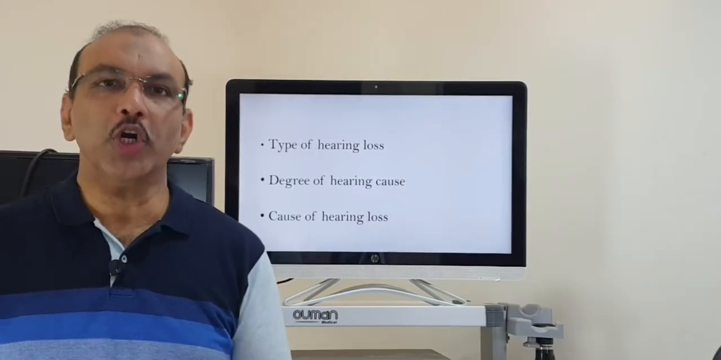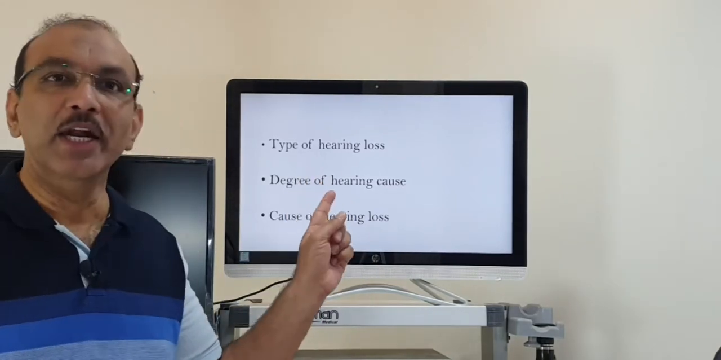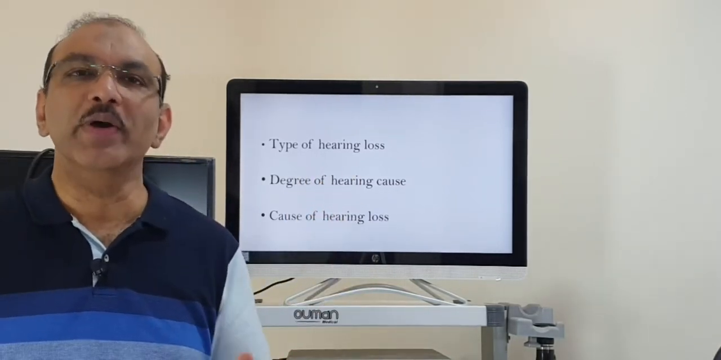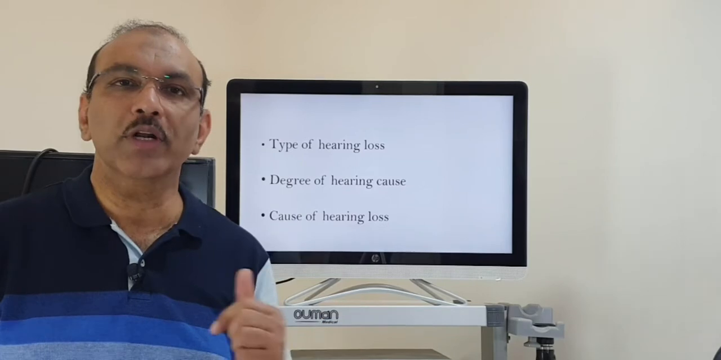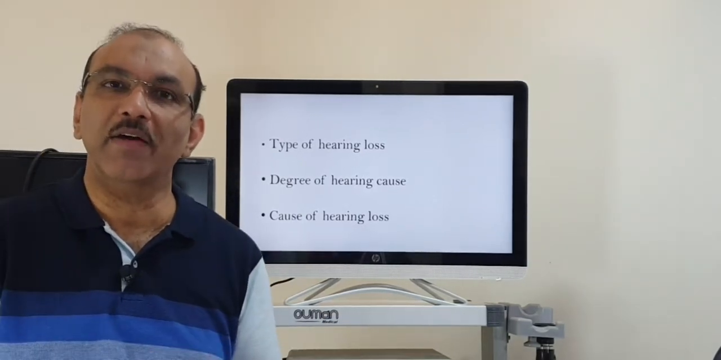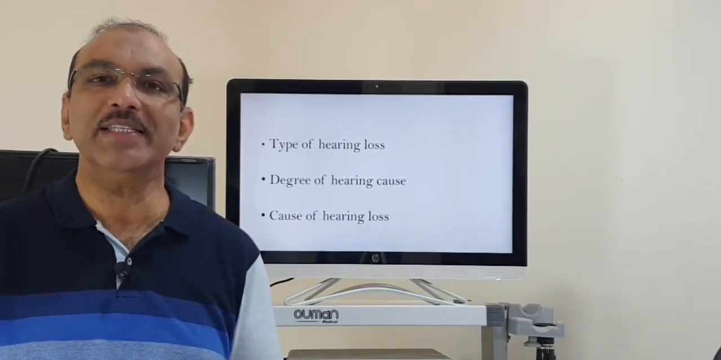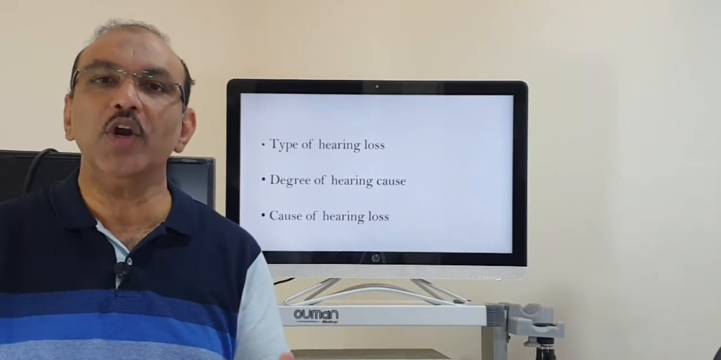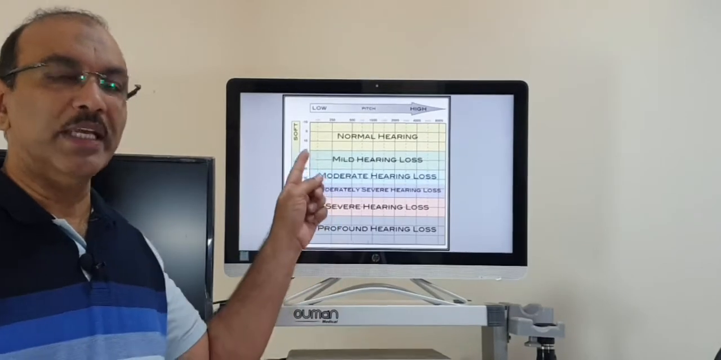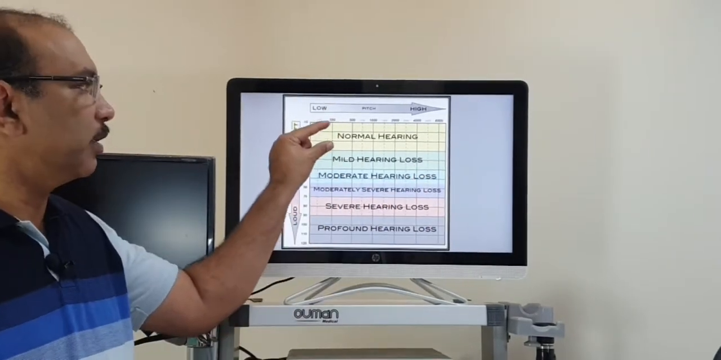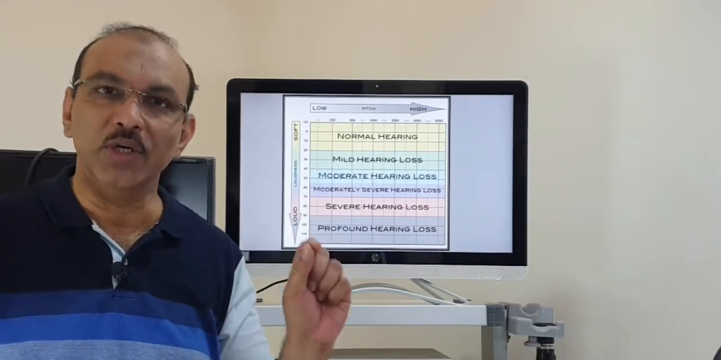Now, with pure tone audiometry, we can find out three things. One is the type of hearing loss, that means whether it is a conductive hearing loss or a bone conduction loss, which I have already explained to you. The second one is the degree of hearing loss. Degree of hearing loss means mild, moderate, severe or profound hearing loss. Let me explain once again. See, in this graph, suppose the hearing line comes within 0 to 20 decibels, that means the person's hearing is normal.